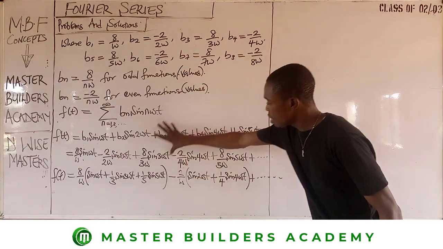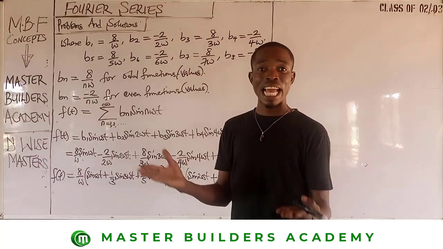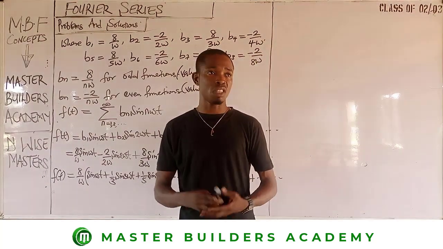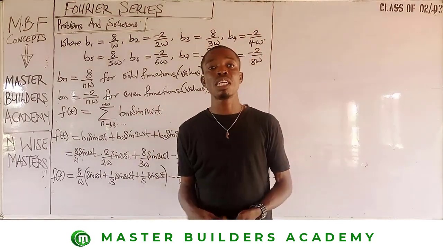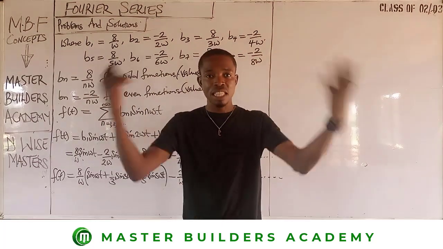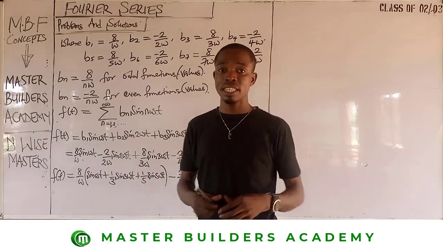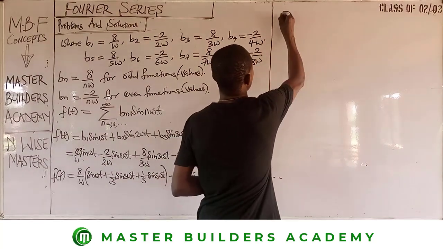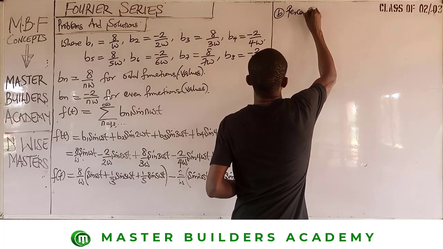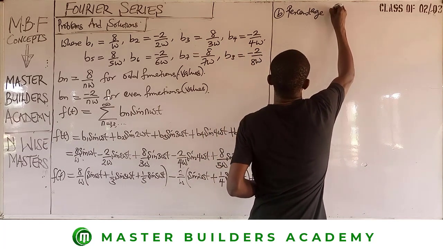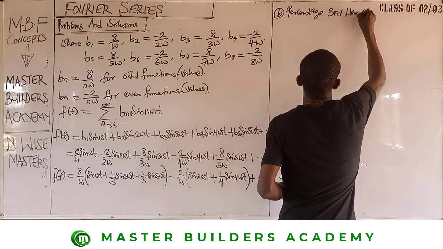Alright? Now, if this is the answer to this, part B of this question states that we should find the percentage third harmonic. Unlike the first one we solved, here we actually look at the percentage third harmonic. It's the same way if you are to calculate the percentage fifth harmonic, sixth harmonic, 10th harmonic, as the case may be. But let's look at the percentage third harmonic. And this happens to be the B part.